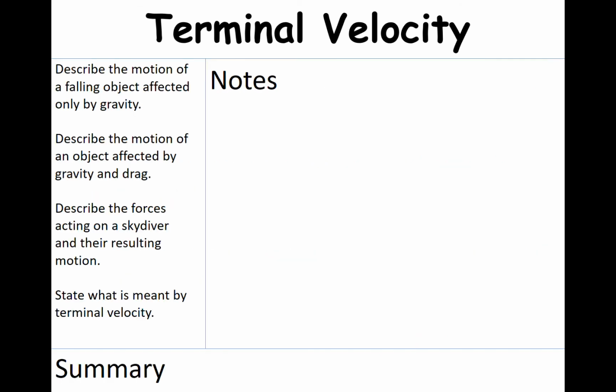So we'll write out our notes in the Cornell note-taking style. We'll write terminal velocity across the top. On the left, in a large margin, we'll write our learning objectives, and in our notes we will answer those learning objectives. Finally, we will summarize what we've learned in our own words.